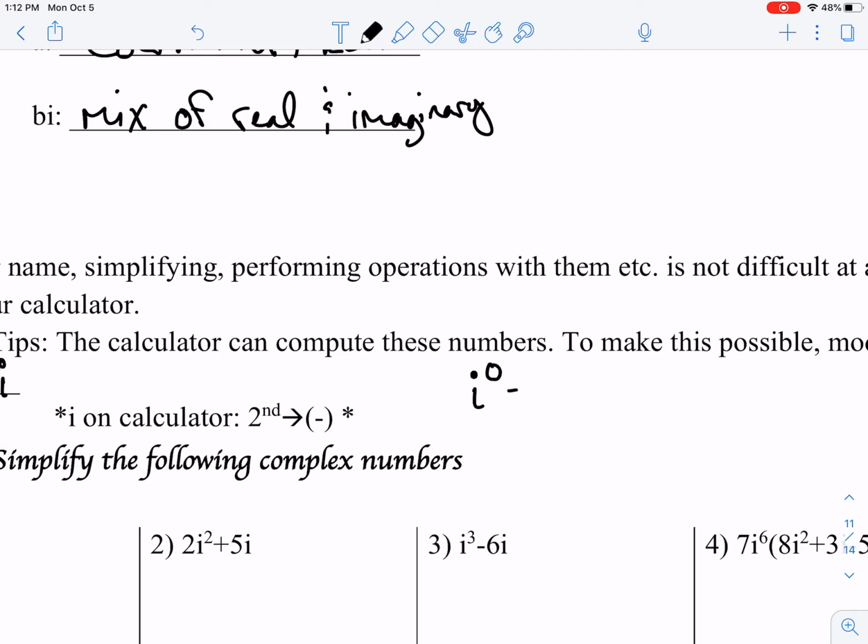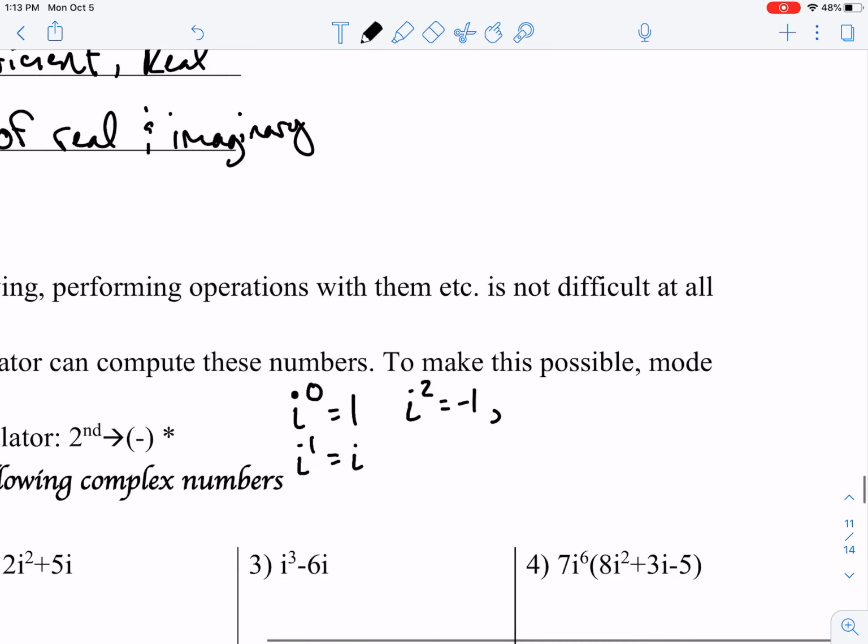I to the 0 is 1, just because anything raised to the 0 power that's not 0 is 1. I to the first power is itself, which is just I. I squared is equal to -1. The reason is because square root of -1 times square root of -1 is just equal to -1. Remember, when you multiply like radicals, the radical sign just goes away. Whatever is underneath it stays.